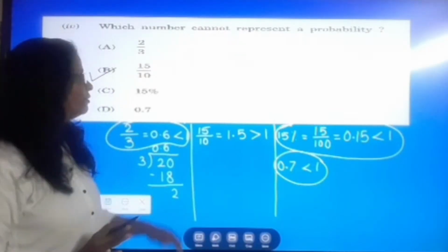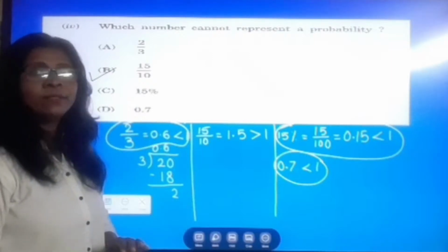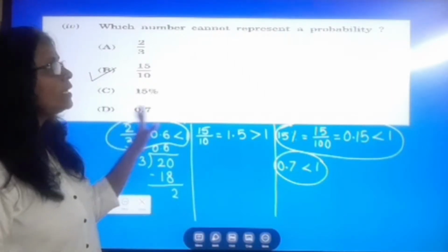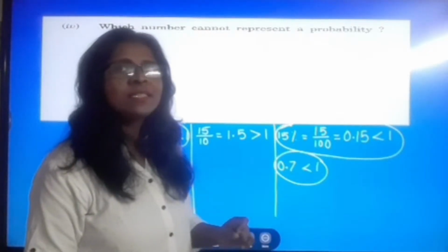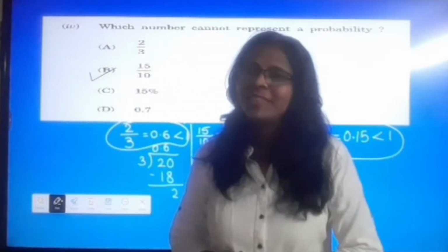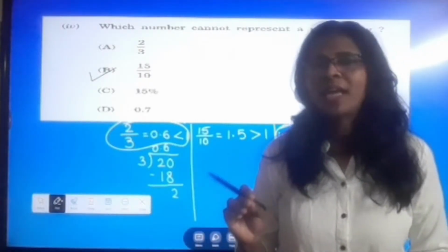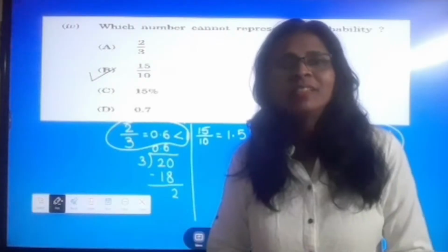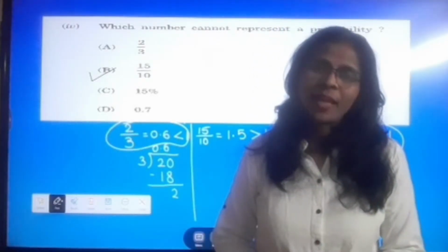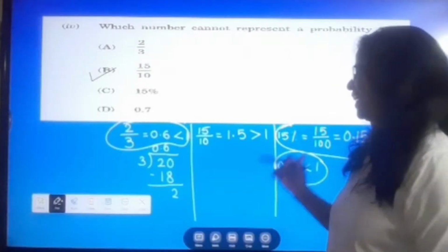Okay, students, 15 upon 10 cannot represent a probability. It can never be a probability, because it is greater than 1. Probability is never greater than 1. It should be less than or equal to 1. Okay, students. Then the next example.